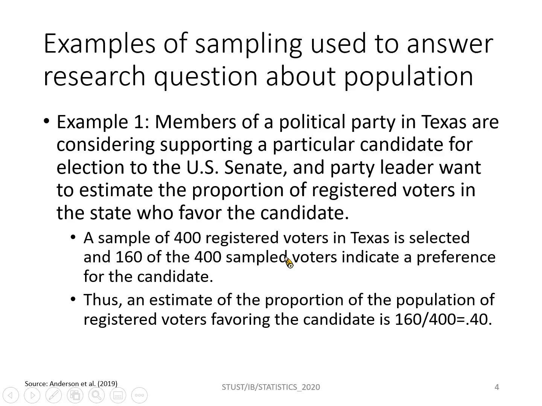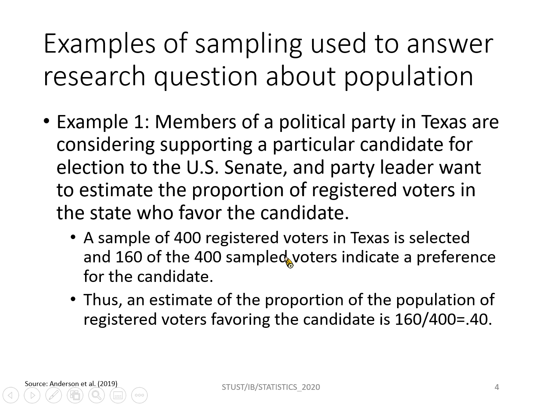So, for example, of the sampling used to answer a research question about the population, you can find one in your textbook. The first example is members of a political party in Texas. People are very excited about the election. The political party would like to estimate the proportion of registered voters in the state who may favor the candidate, or how many votes they can win.